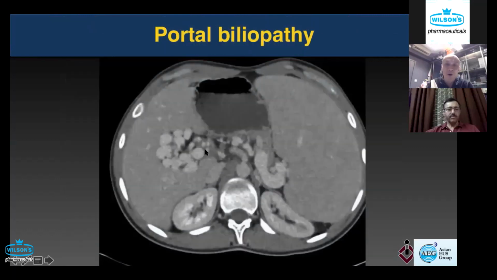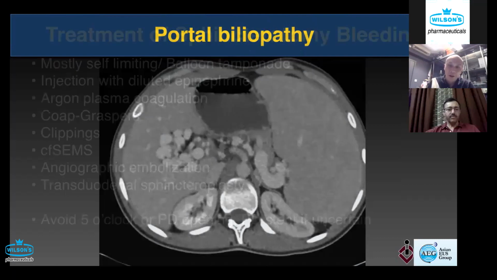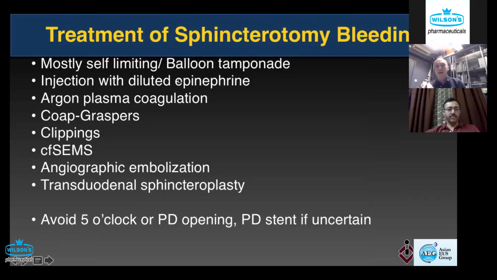In some parts of the world like India, where there's a high incidence of portal biliopathy, we should be aware that one of the causes of bleeding can be portal biliopathy. So in terms of treatment, if it's just a minor bleeding, and if you still have the wire in the bile duct, I would perform a balloon tamponade to control bleeding. If it still doesn't work, I would inject with adrenaline.